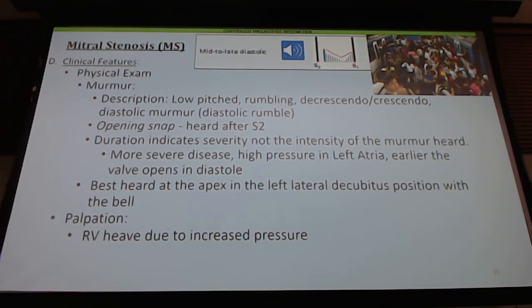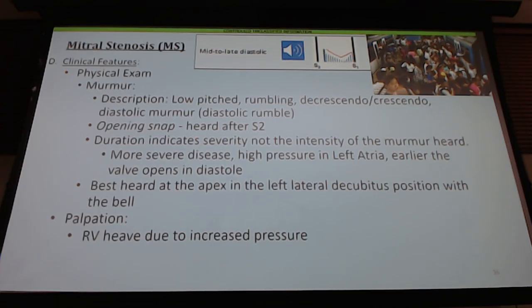Well, now all of a sudden I get my atrial kick, and now my pressure jumps, and now all these people are running to the same door at the same time, and they're bumping into each other, and that makes that murmur louder. Okay, so that's why you get this decrescendo pattern and then crescendo, because you get that atrial kick.